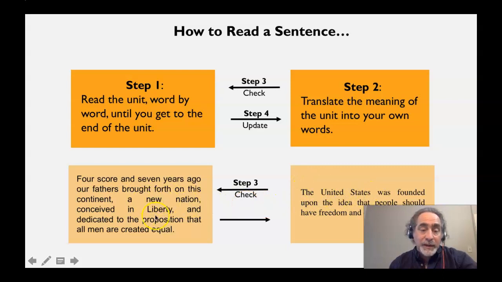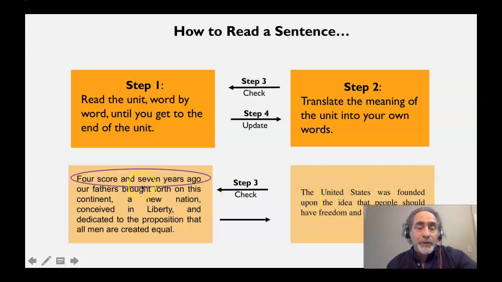It was founded on liberty, which is the same as freedom. See how I translated it? And dedicated to the proposition that all men are created equal, and equality. So I've got the nation, the liberty, I've changed that into my own words. Equal, I've changed it in my own words. Is anything else important in that sentence that's not in my translation?